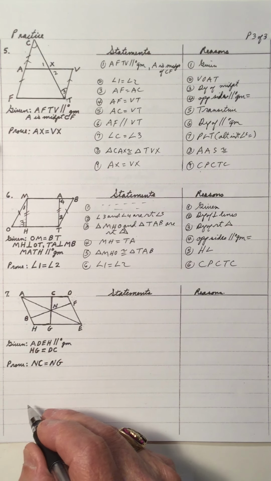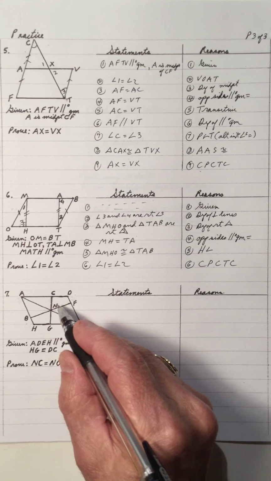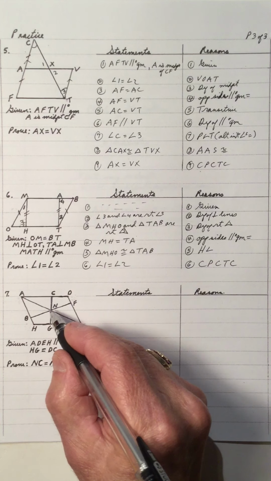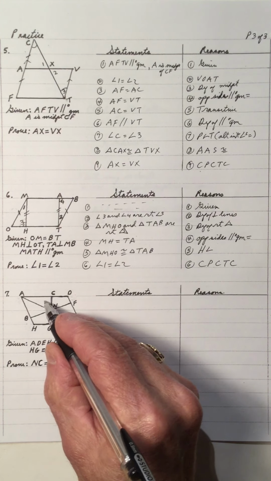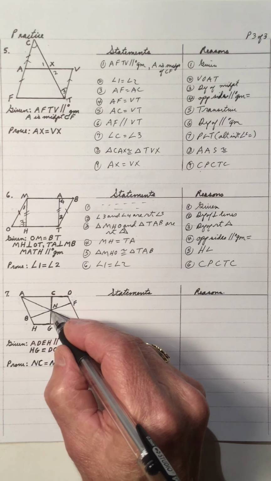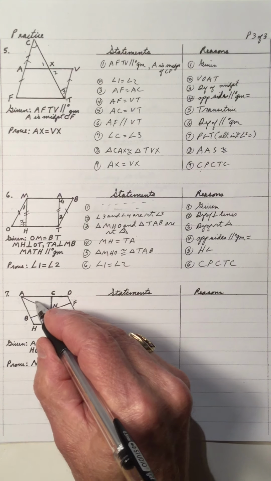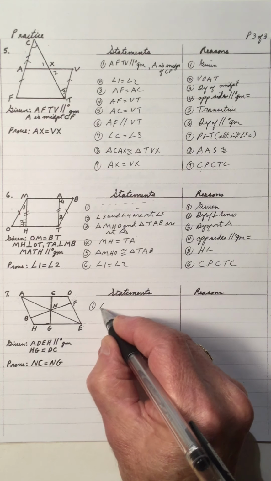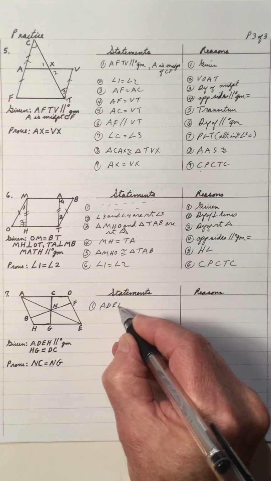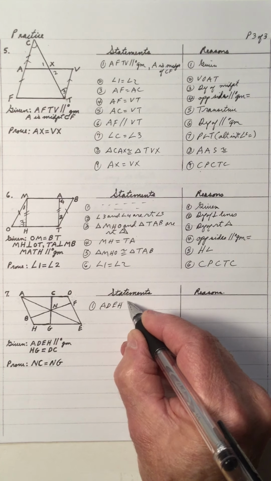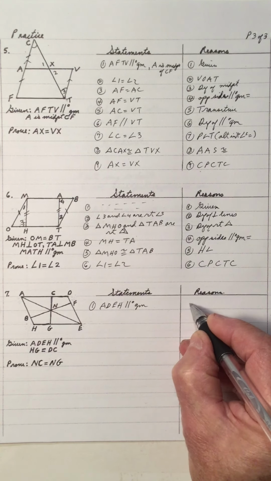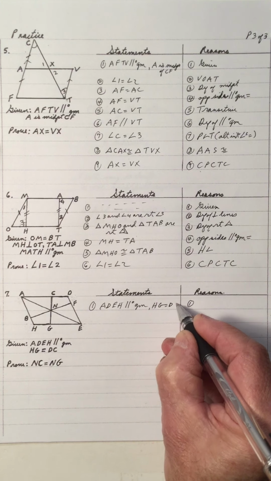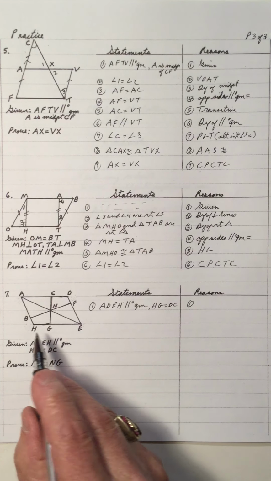NC equals NG. And to get NC equals NG, I only have this triangle, that NCA and NGE are the two triangles that have NC and NG in it. So how do I get these two triangles congruent? Well, here we go. ADEH is a parallelogram. And we have HG equal to DC.